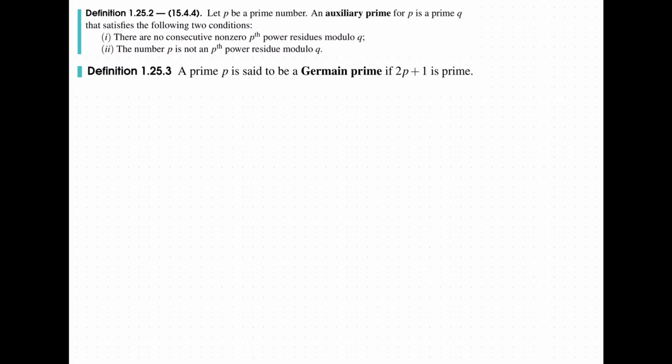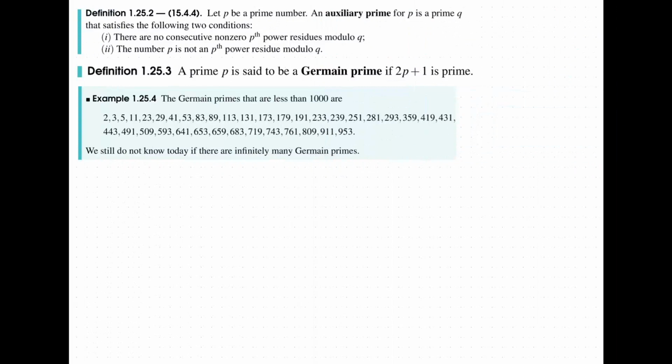Most authors incorrectly state Germain's theorem in a weaker form because the definition of an auxiliary prime is rather technical, and as we see, we need the language of residues modulo a prime q. And so they usually will state Germain's theorem for what are known as Germain primes. And so we say that a prime p is a Germain prime if 2p plus 1 is prime. And so we have that the first Germain primes that are less than 1,000 is the following list.